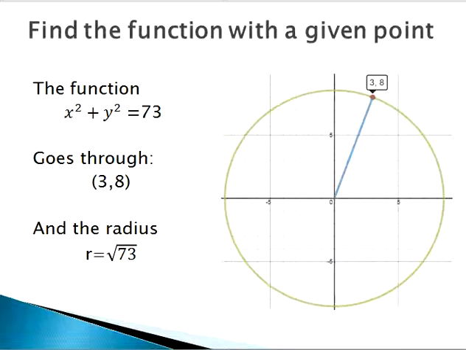All right. Then the function x squared plus y squared is equal to 73 fits these points. It goes through (3, 8), and it has a radius of the square root of 73. And that's it. That's what we're doing to find a function with a given point.